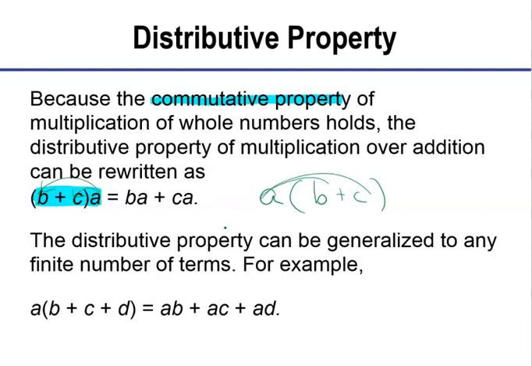Okay? And also, look at the bottom. We don't necessarily have to just have 2 terms either. This time we're distributing over 3 terms. So the A would get multiplied by each term here. So A times B first, and then A times C, and then A times D. So you can do that for any finite number of terms. You could do A times 50 different terms if you needed to.